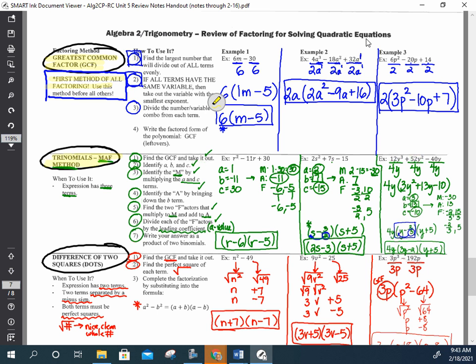Then you have MAF if you have three terms. You can only use MAF with three terms. And the last method we went over on Tuesday is difference of two squares. You use difference of two squares if you have two terms that are separated by a minus sign, and both of the terms are perfect squares.